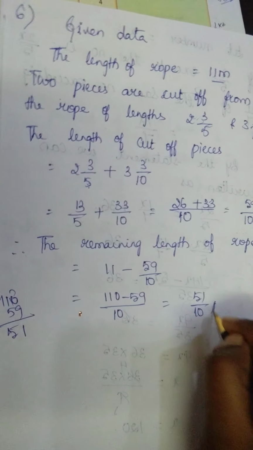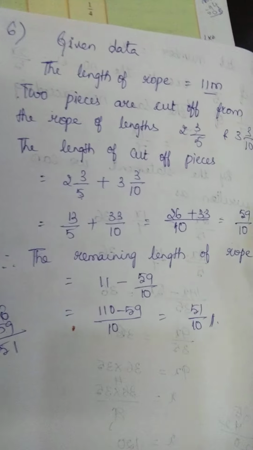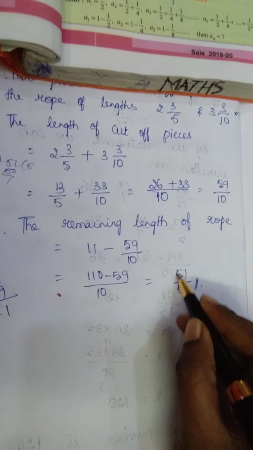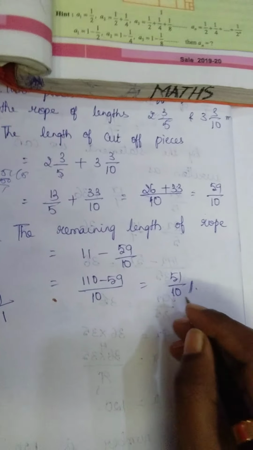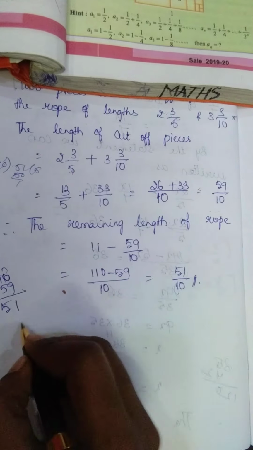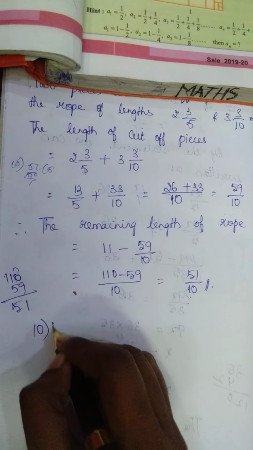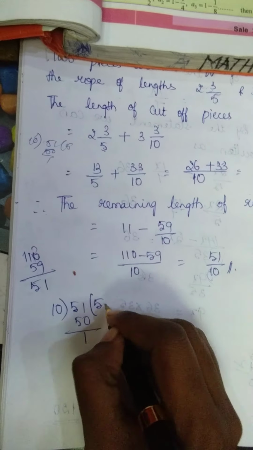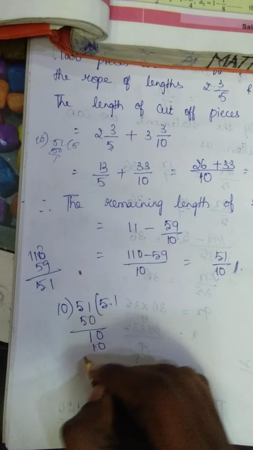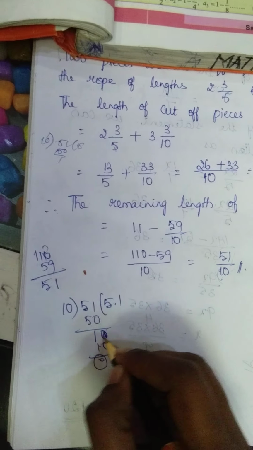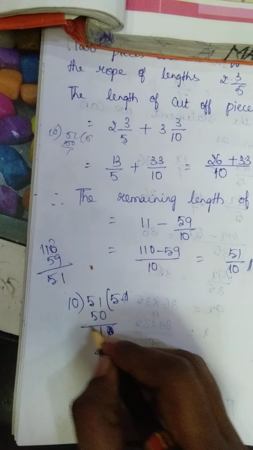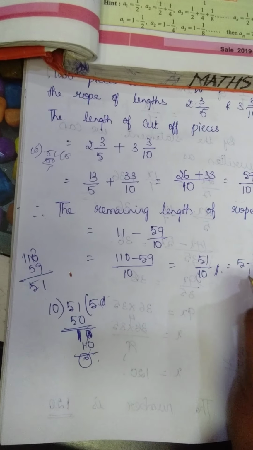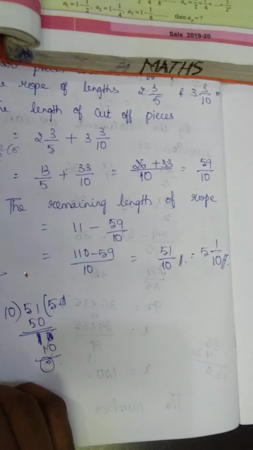51/10 is your answer. Clear? Okay. Now if you convert this proper fraction into a mixed fraction, how can you do it? If you divide these two, how much will you get? 10 5s are 50, 10 1s are 10. Leave it here, you will get remainder as 1. So you can write it as 5 1/10.